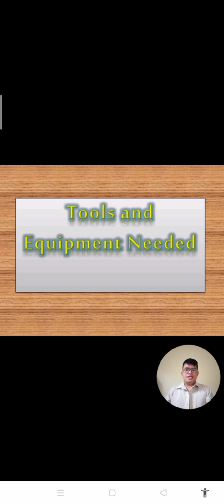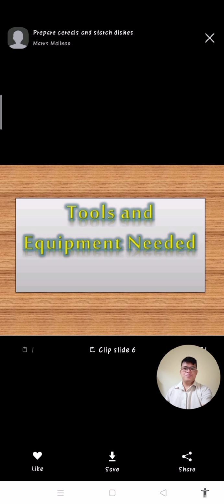In preparing cereals and starch dishes, I know that these tools and equipment are not new to you anymore, since when you were still in grade 11, we already discussed these tools and equipment. And of course, for your previous performance task, presenting egg dishes, I know that you have already used the tools and equipment that we will discuss now.